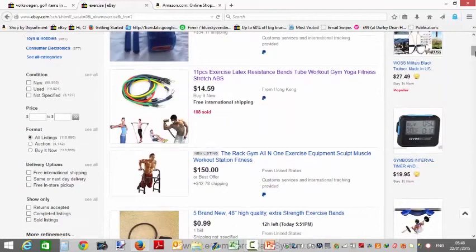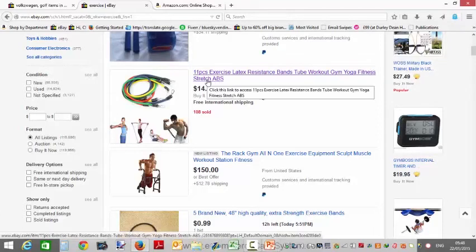So this one here could be interesting. 11-piece exercise latex resistance band. So what's interesting here is that $14.59 seems like a reasonable price, and also it's shipped from Hong Kong. So if we match this price, we'll be onto a winner due to the shorter delivery time. Let's go inside to see how many they're selling and how fast.